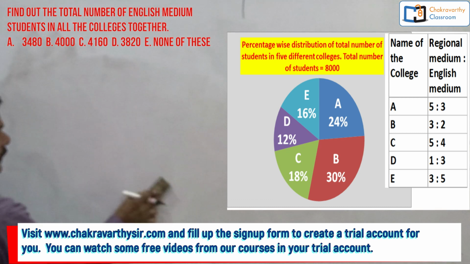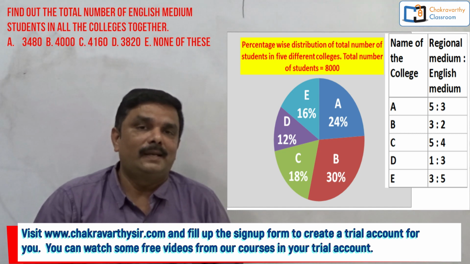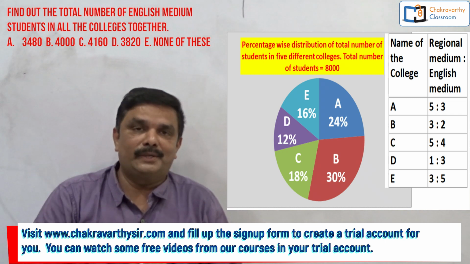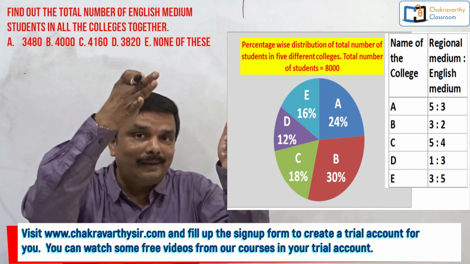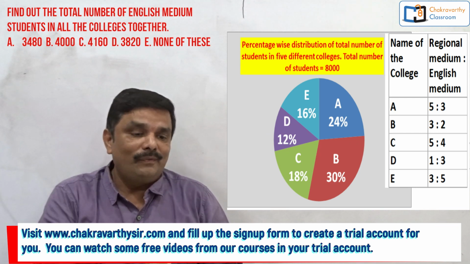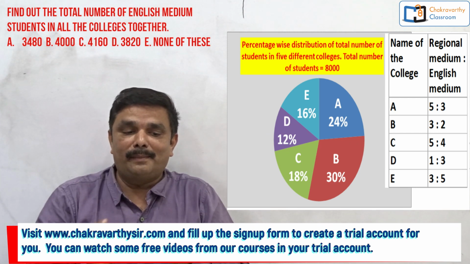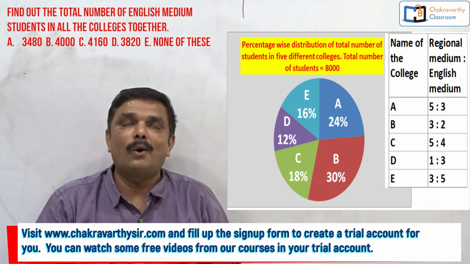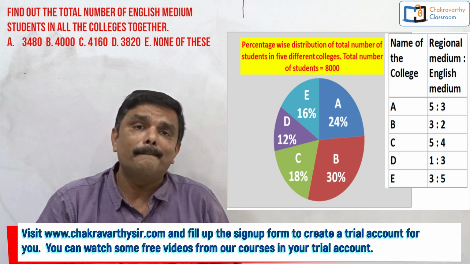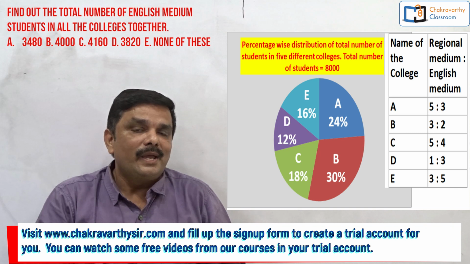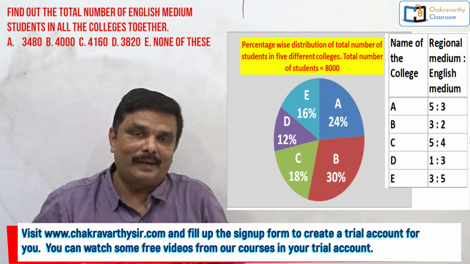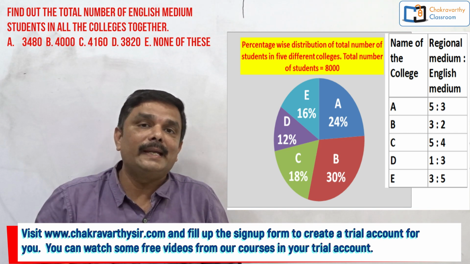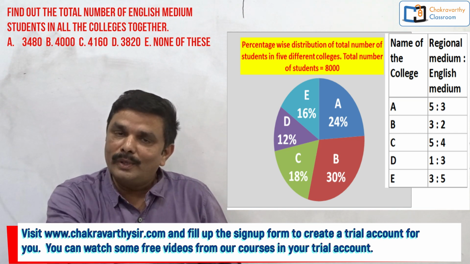Alright. Almost every question, I'm telling you, when they give data interpretation graphs or tables, whatever it may be, one question will be of this sort. A little lengthy calculation is required. We need to find out the total number of English medium students in all the colleges together. How to do this one, students? If you go by the conventional, detailed way, it takes more than 2 minutes for only this question.